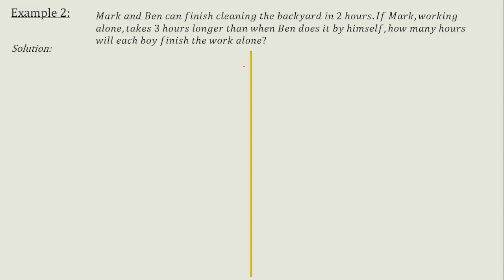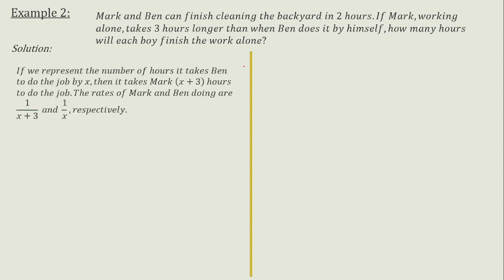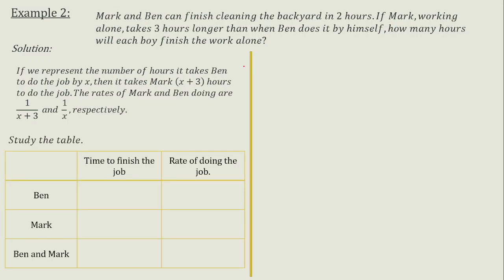So here is our solution. So here is the explanation, class. If we represent the number of hours it takes Ben to do the job by x, then it takes Mark x plus 3 hours to do the job. The rates of Mark and Ben doing the job are 1 over x plus 3 and 1 over x respectively. Study the table. So we have here, class, the table to make it much easier to solve.